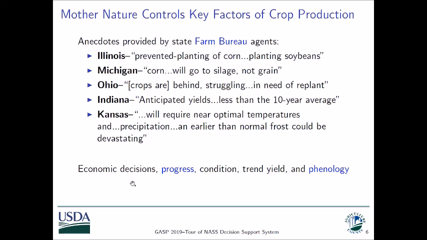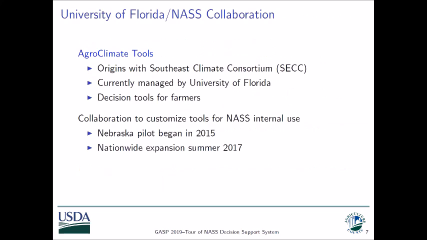Just broadly, you can see that this summarizes economic decisions, concerns about progress and condition of the crop, relationships to trend yield, and important weather conditions around critical stages of the crop. So the decision support tool can help us address at least a few of these issues.